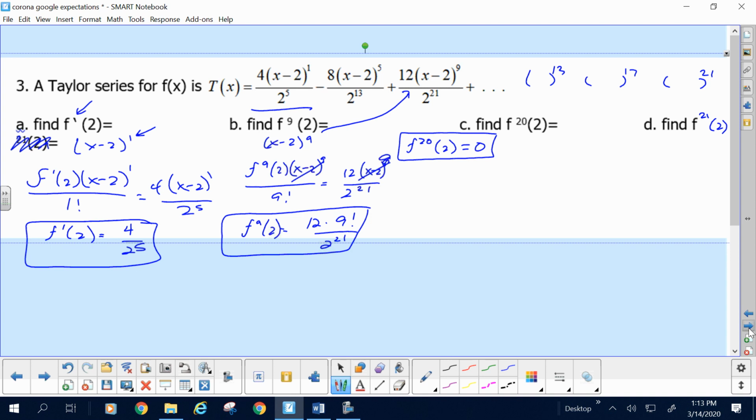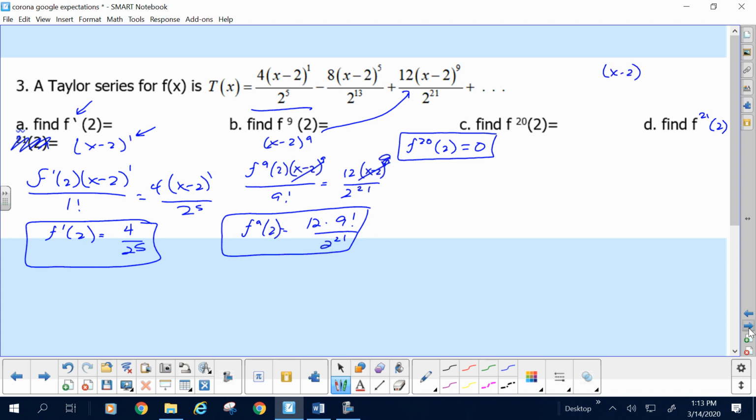And then the one that got split into a separate line, that was supposed to read the 21st derivative at 2. Now that does come here. So we're going to start by writing the general term, and then we'll find the 21st term, and then we'll isolate the derivative. All right, so let's start off with the x minus 2.